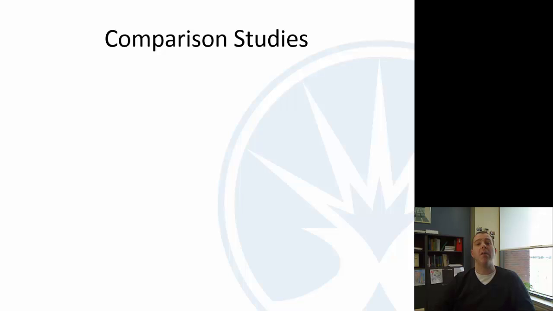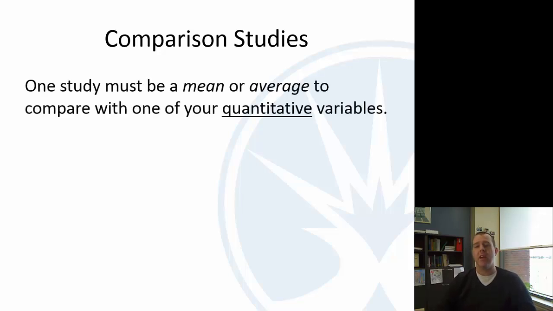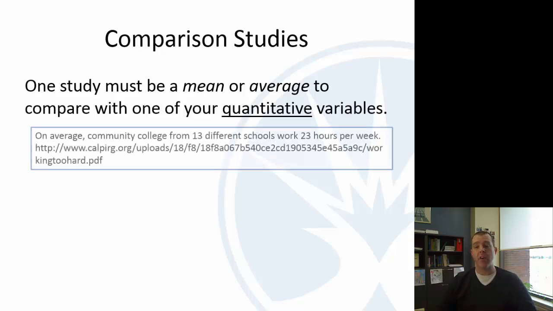Next part, the comparison study. So there's two parts to it, quantitative and qualitative. So you have to have one study, you have to find a mean or an average to relate to your quantitative variable. So that sample found that they had this sample from community college students that they work 23 hours per week. So on average, from this particular study, they work 23 hours per week. So that's an average. That's a very specific average. So you need to have an average like that.